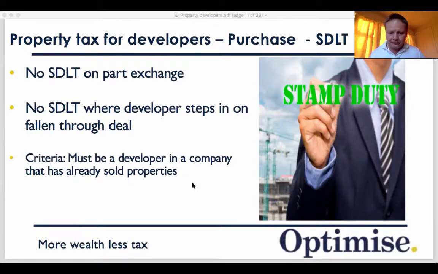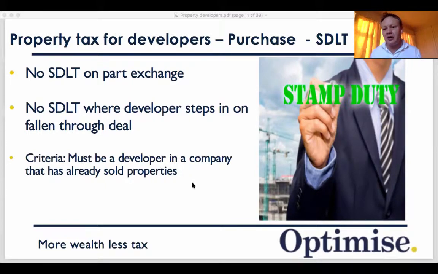Property developers that have bought and sold properties in the past in a company have an even greater ability to reduce stamp duty land tax to zero. That's correct, zero SDLT to pay on the purchase of a property. And you do that as a property developer that wishes to buy someone else's property on part exchange. So you're buying someone's house and they're going to be buying one of your properties that you have built for them. So that's part exchange.